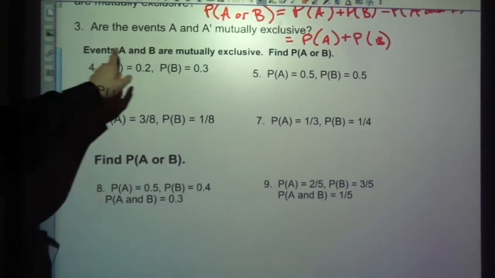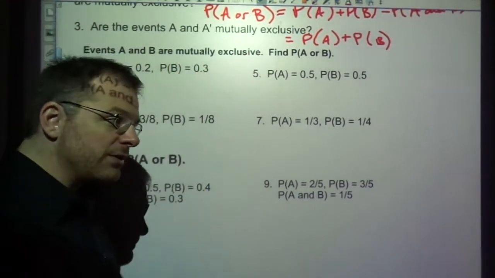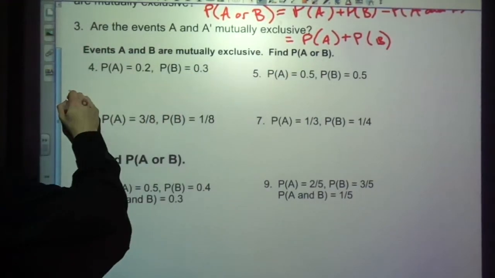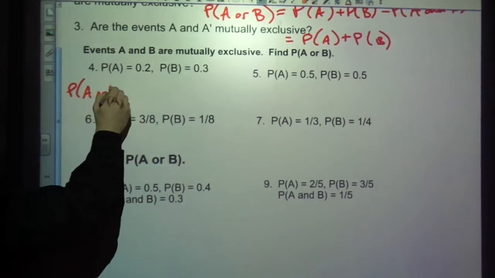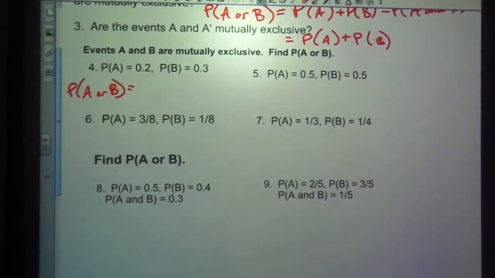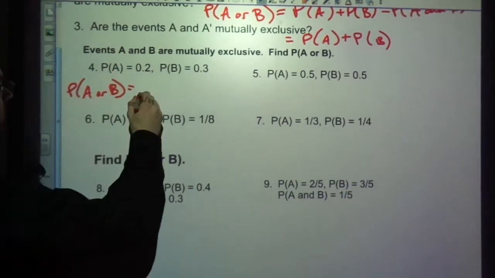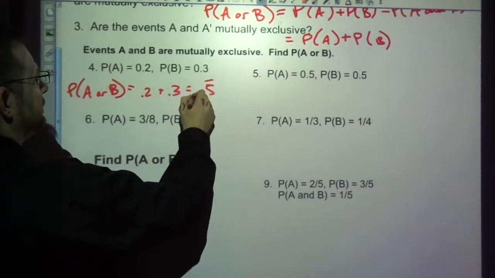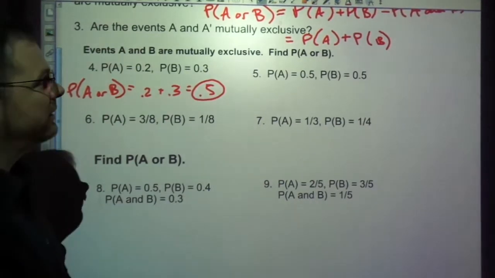Here we're being told that they are mutually exclusive, which means there's no overlap. Find the probability of A or B. Well, we know if they're mutually exclusive, we just need to add the first one to the second one. That's 0.5. Easy, there's no overlap to subtract.